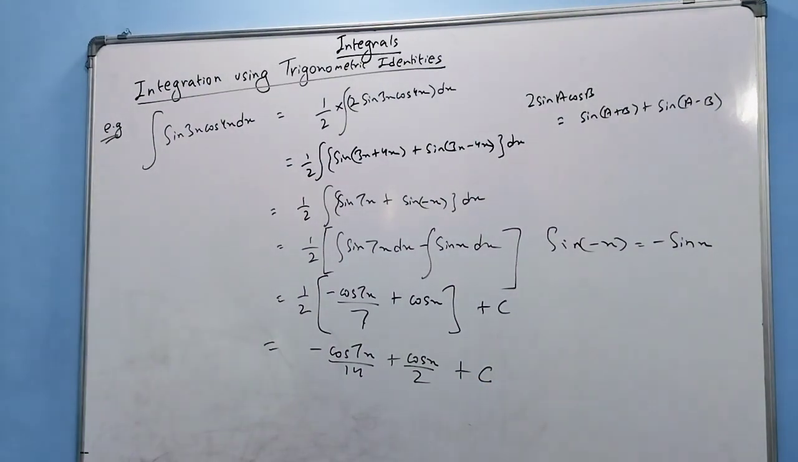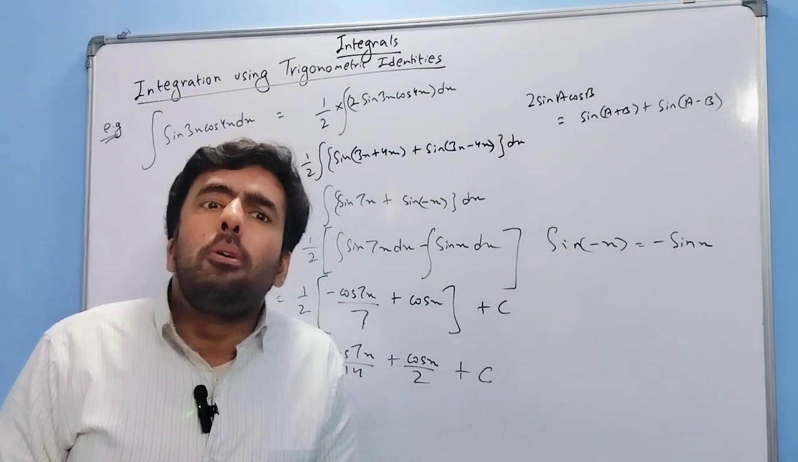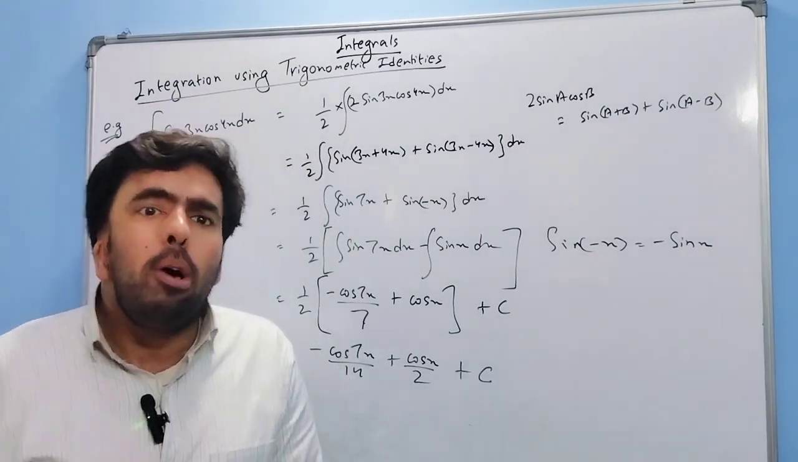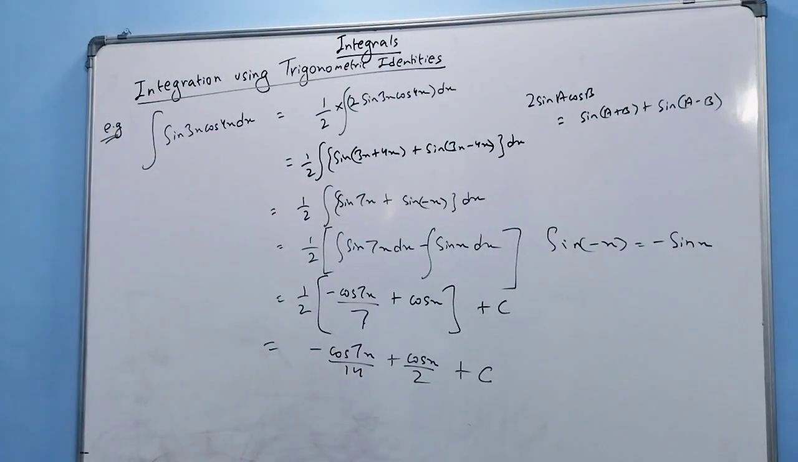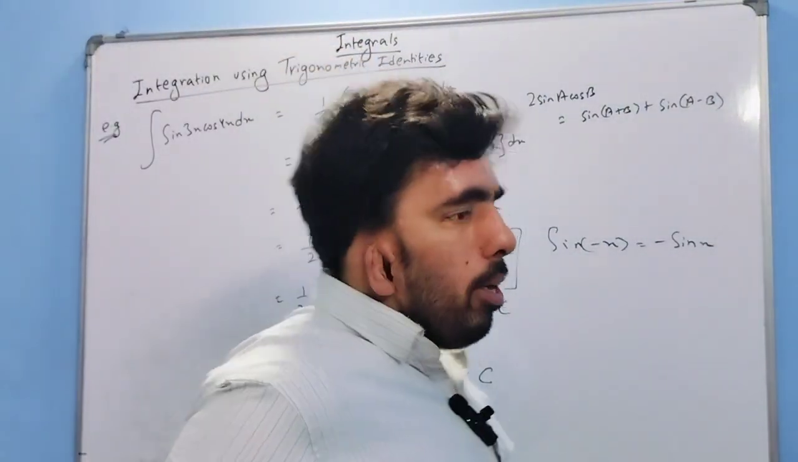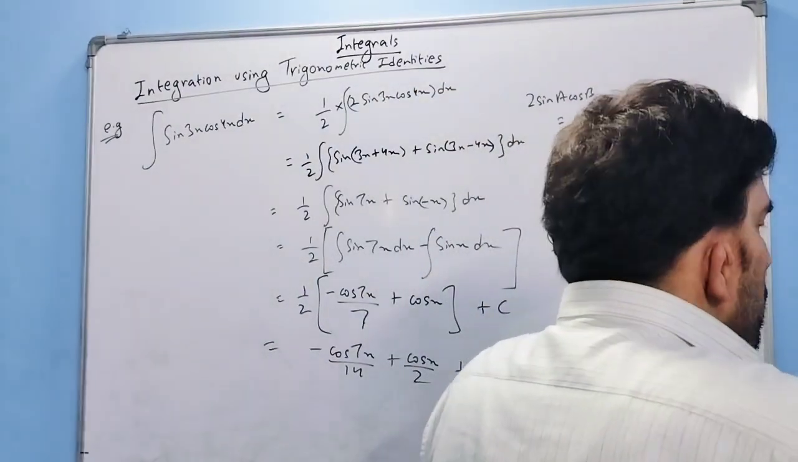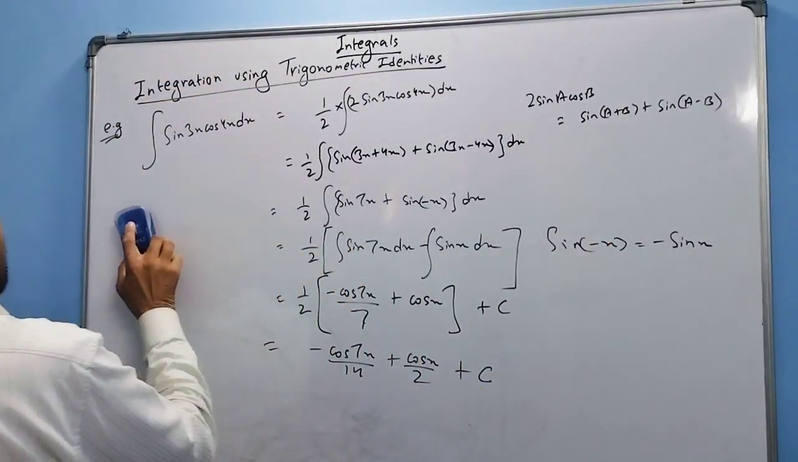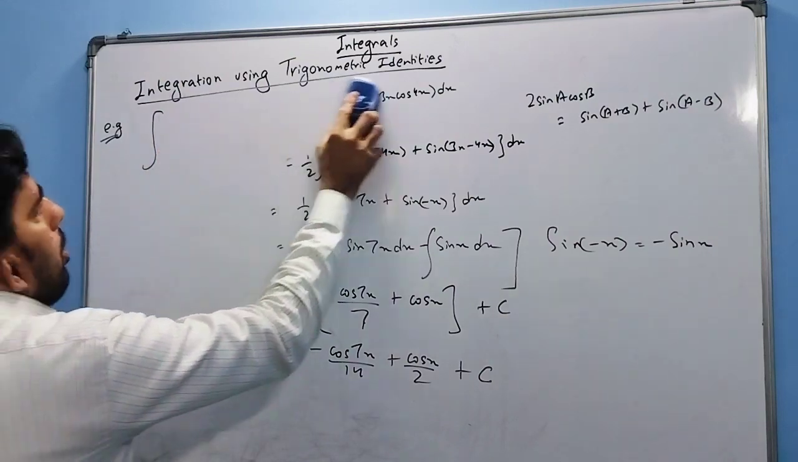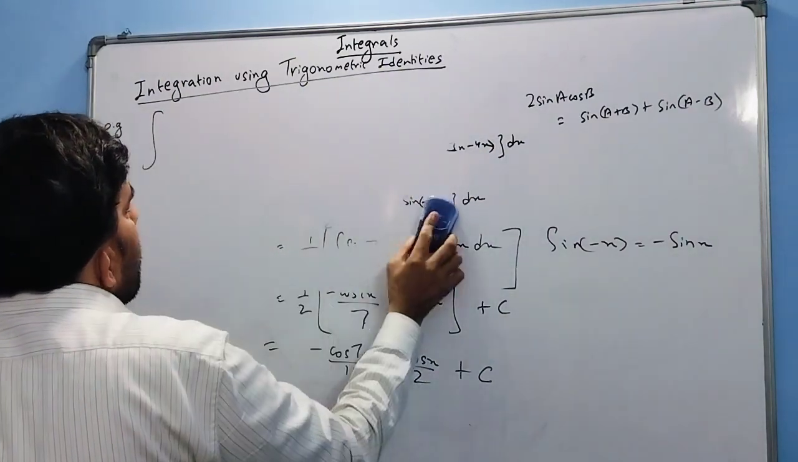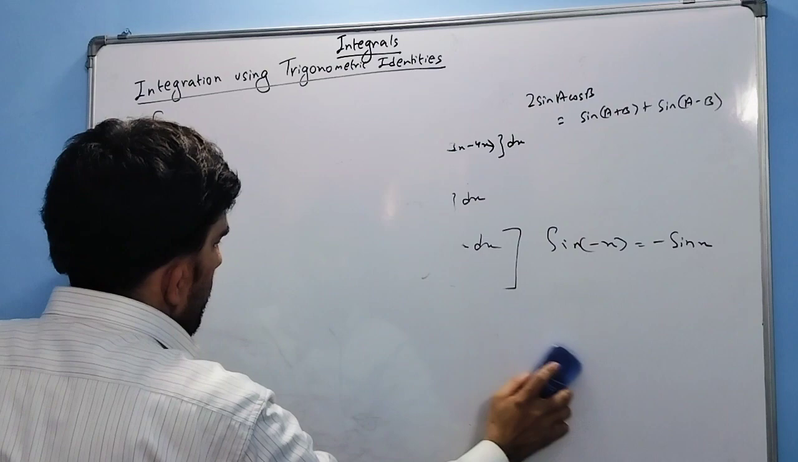Okay, so likewise we can easily solve the numerical using trigonometric identity. Now we'll solve the next numerical. Now we'll try to solve the third numerical. Now let us see what the third numerical they have given here and which identity will be applied in such case.